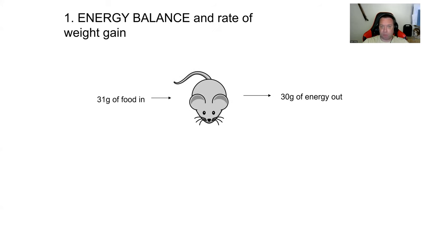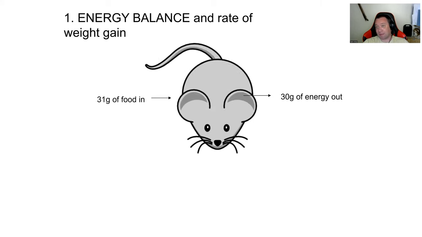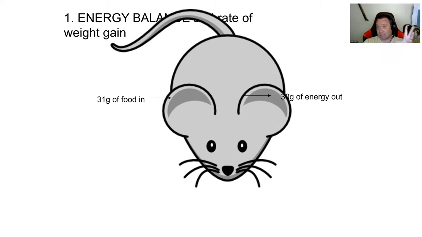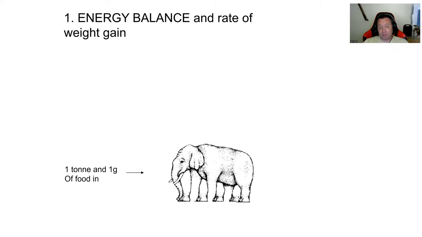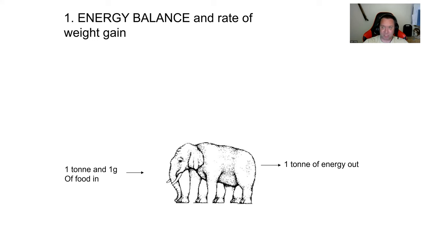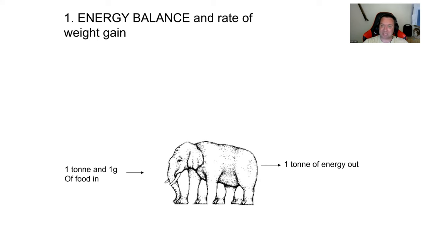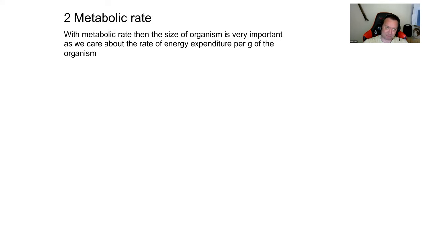And obviously there will be a difference in terms of weight gain. This is 3% weight gain. And if that keeps up, the animal will rapidly get bigger and bigger and bigger as a proportion of its starting body weight. However, if your elephant is gaining 1 gram, that's something like 1/1,000,000th of its body weight. So it's going to take a long time for your elephant to demonstrate an appreciable change in its mass as a proportion of its starting mass.